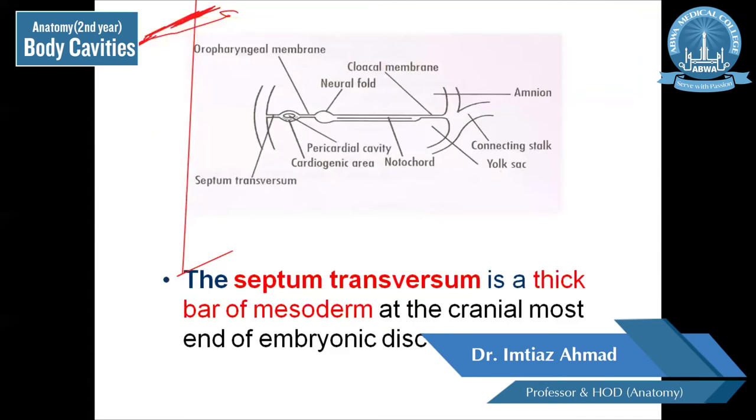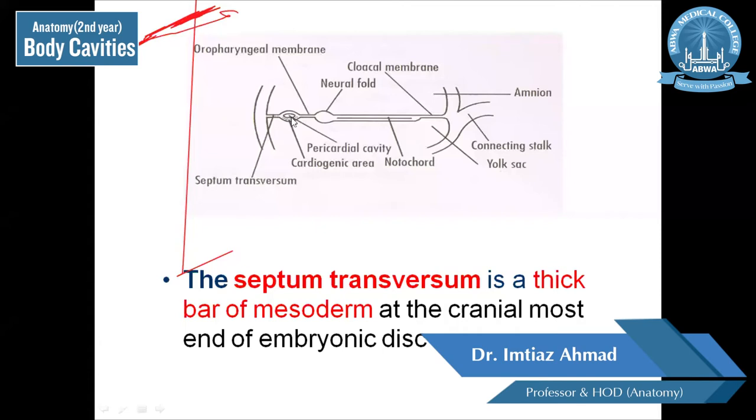Now, this is highly diagrammatic. A longitudinal section of the embryonic disc. That is the disc. On the top is the amniotic cavity, and below is the yolk sac. And this is the disc. This is the caudal portion of the disc where the ectoderm and the endoderm meet without mesoderm, forming the cloacal membrane. And here anteriorly or cranially forming the oropharyngeal membrane or the buccopharyngeal membrane.